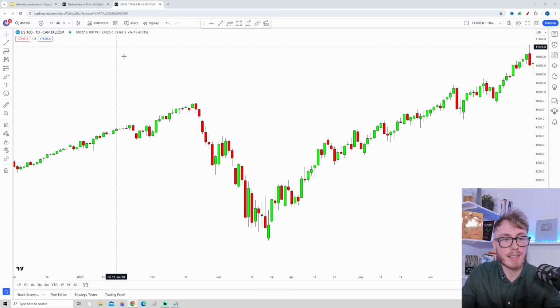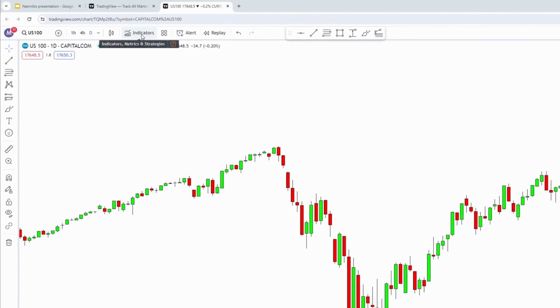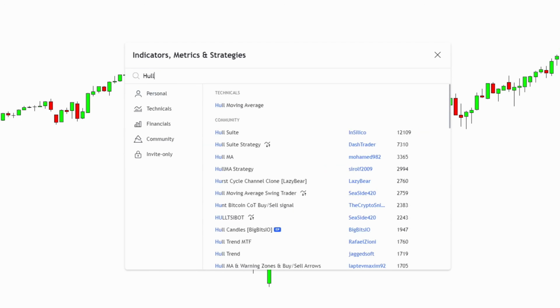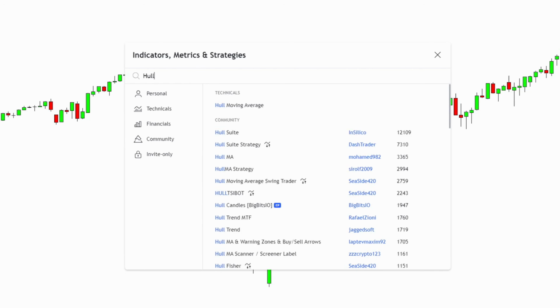Now, let's take a look at how we open up the HMA in TradingView. Once again, we go up here to the indicators tab. And for some reason, for this indicator, you want to first search for Hull here. And that is actually enough. If you search for Hull, you should see the Hull moving average coming in here at the top. So let's open this one up.